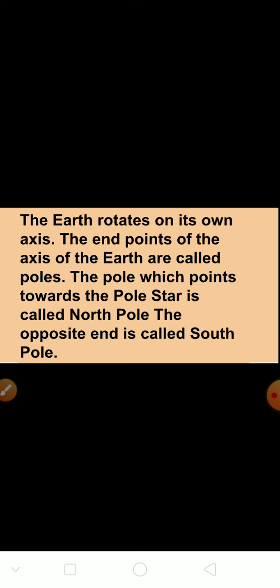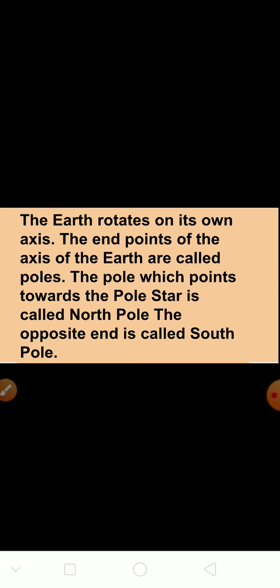Introduction. We know the earth. The shape of the earth is like an orange. The term used to describe the shape of the earth is geoid. Geoid means earth-shaped. The diameter and the circumference from pole to pole are slightly less than the equatorial diameter and circumference.